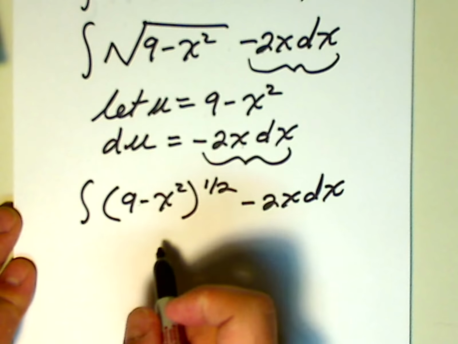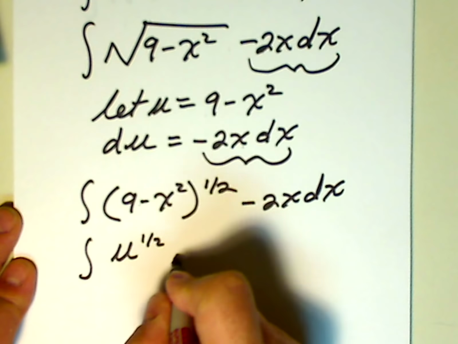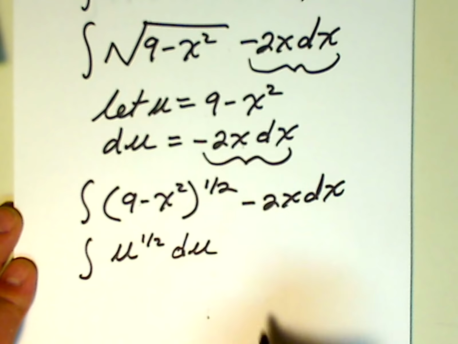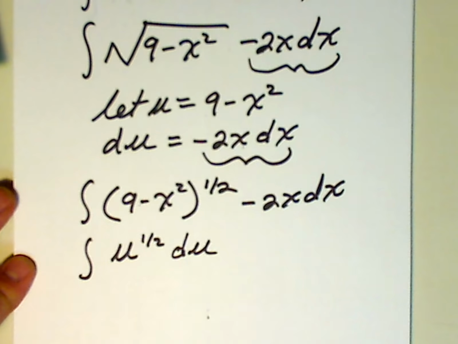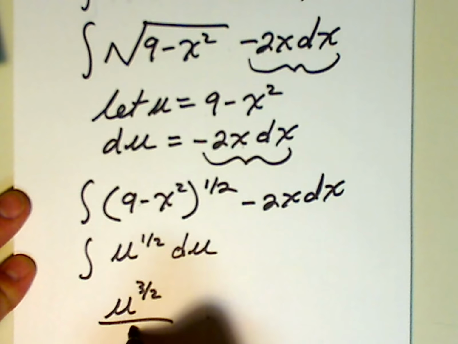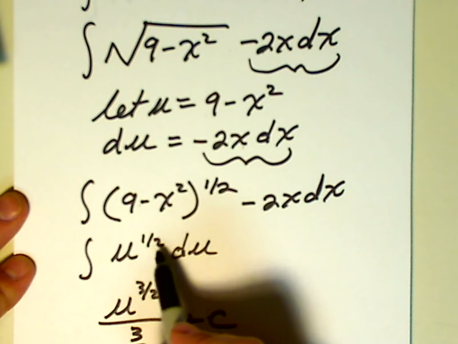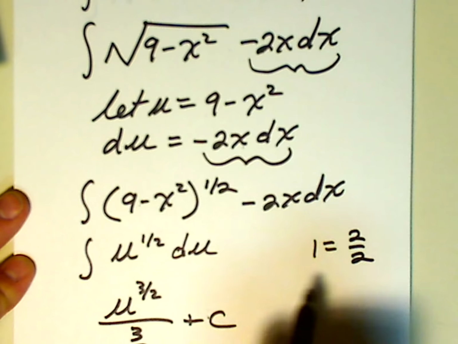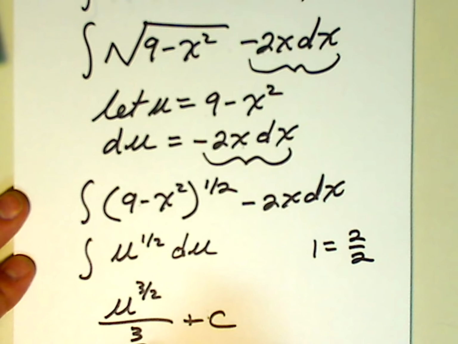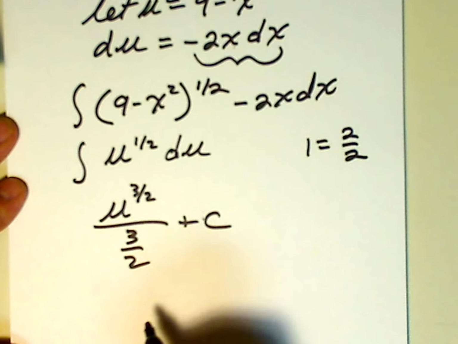And now let's make our u substitution. It's the integral of u to the 1/2, and negative 2x dx is equal to du. So let's write du in there. And now we're ready to go. The integral of u to the 1/2 is u to the 3/2 divided by 3/2 plus c. We're adding 1 to the exponent. 1 is equal to 2 over 2. So 1 over 2 plus 2 over 2 is 3 over 2, and we divide by the same amount. And to deal with the compound fraction, we invert and multiply.